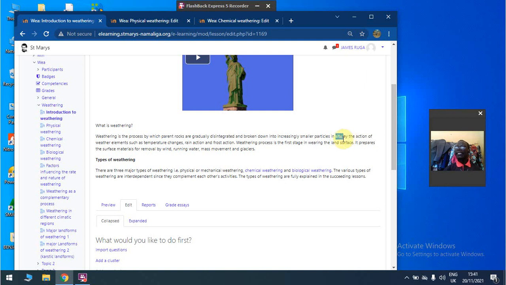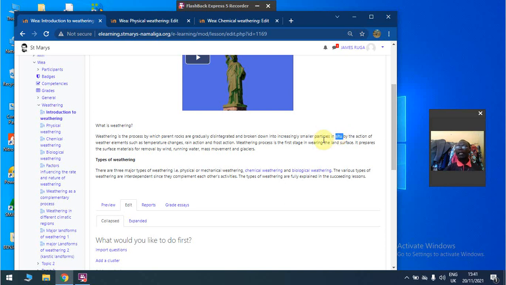The word in situ is very important in this definition because in situ means that there is no movement in weathering processes. The weathered rock particles will simply drop off and settle at the foot of the major parent rocks. They don't move, and that's why the word in situ is very important in the definition of weathering.